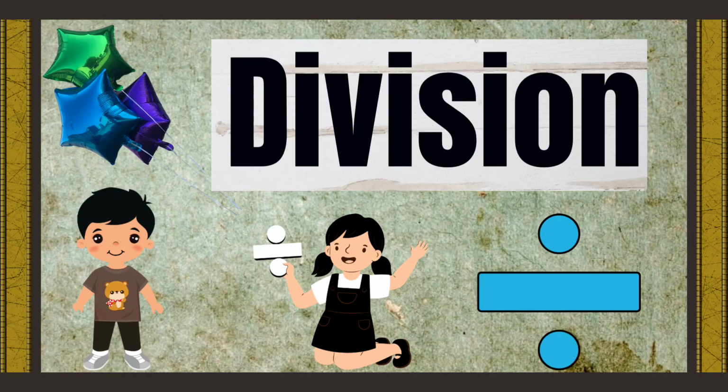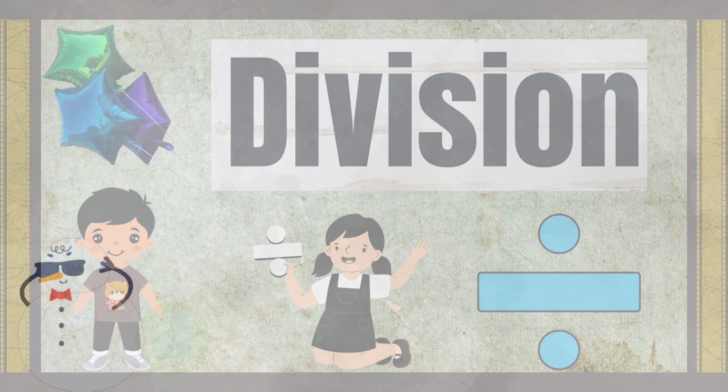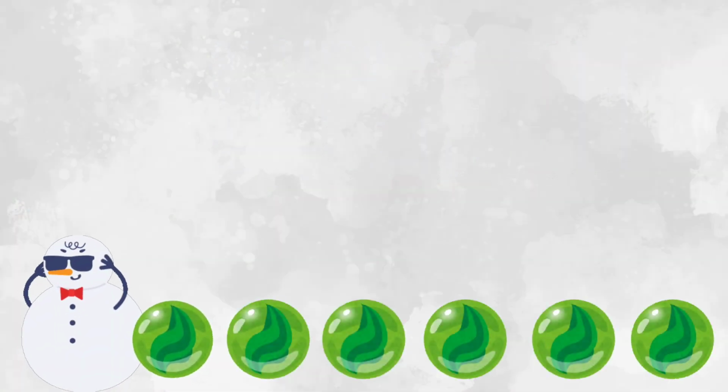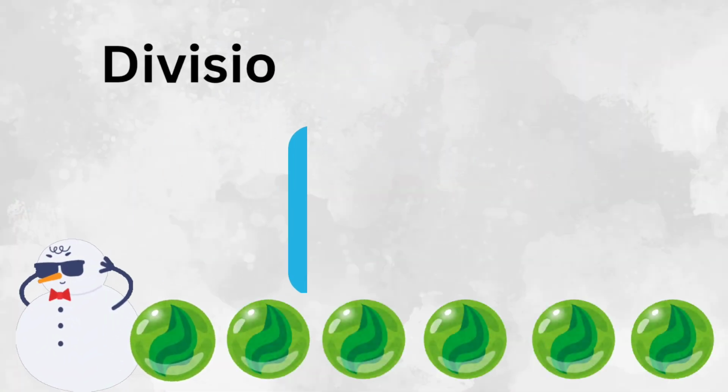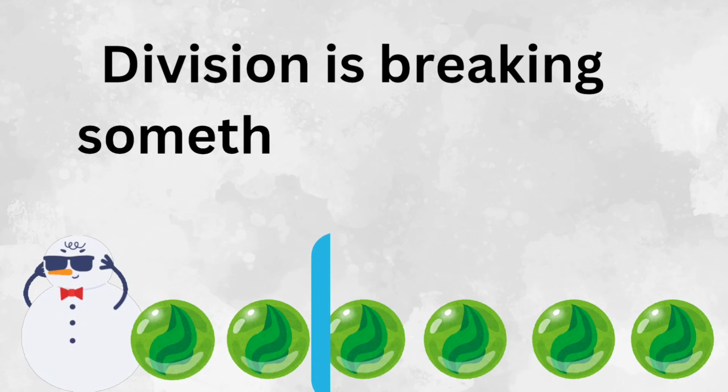Now we are learning about division. Let's understand the simple meaning of division. Division is breaking something into equal parts.